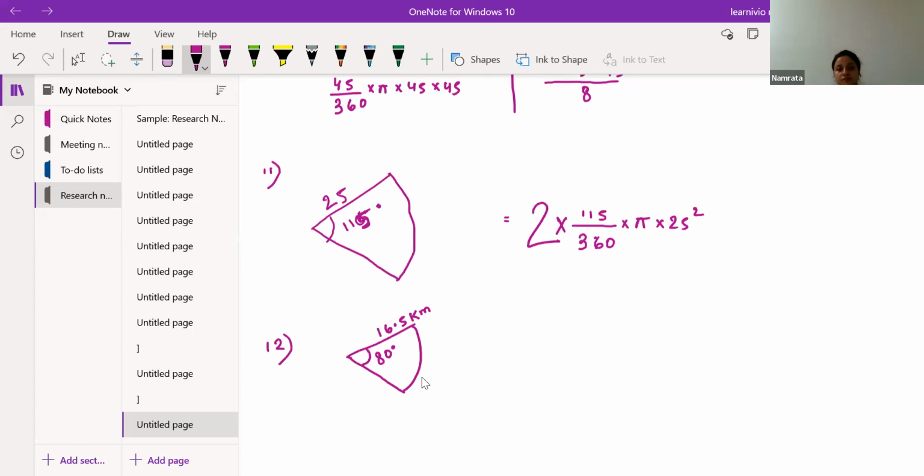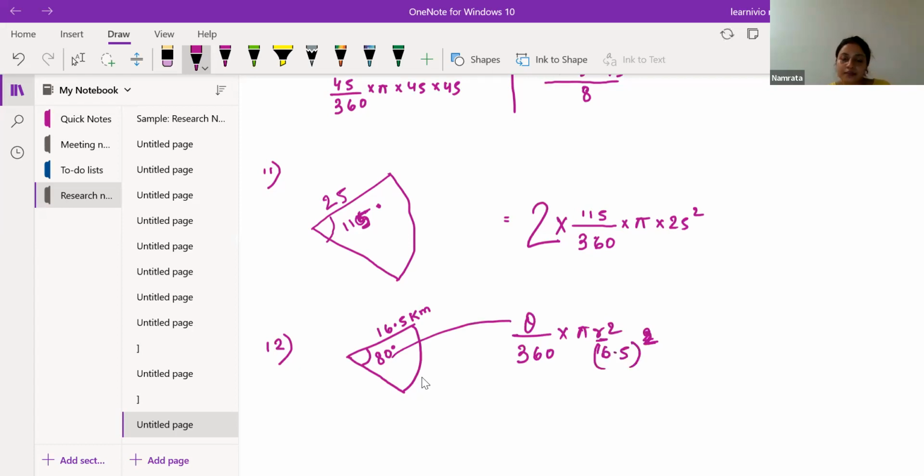Yes, ma'am. We'll try. We just have to find the area of the sector over here. That is theta by 360 times pi r square. Theta is given. 360 is 360. R is given as 16.5.